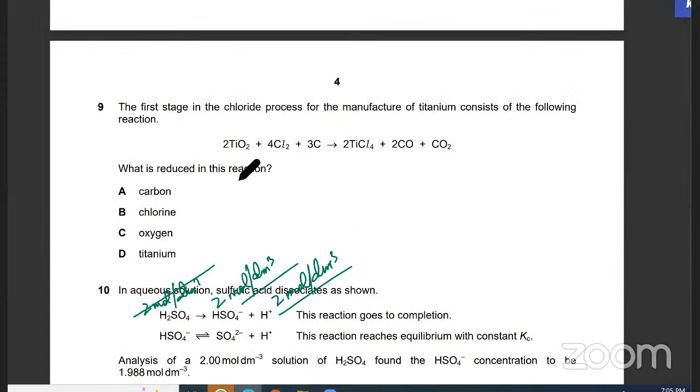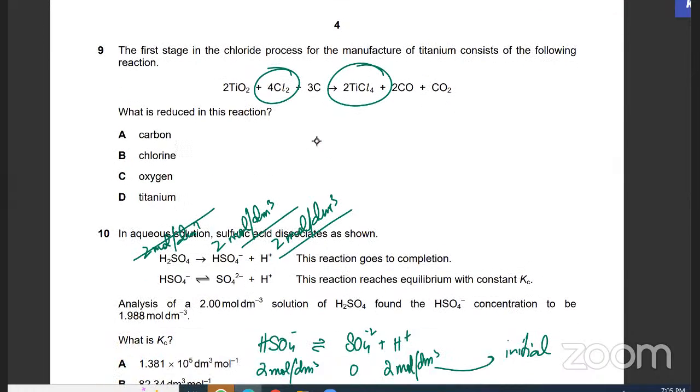What is reduced in this reaction, quickly? Who's getting reduced? Can someone help me, the screen is a bit blurry? I guess Cl is getting reduced. Cl was 0 and Cl is -1. Yes. So what about carbon?